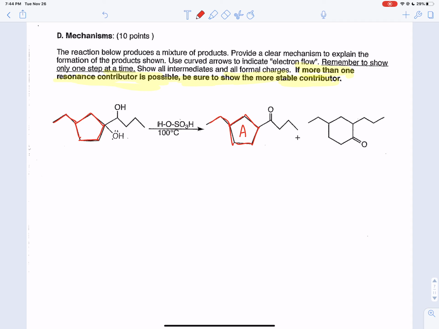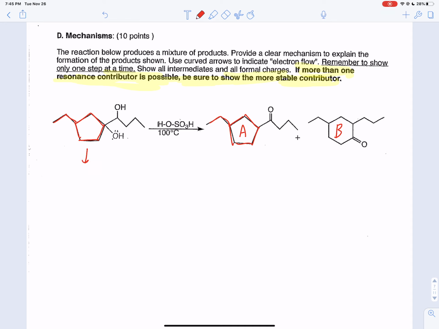So all the change happened outside the ring involving those two OH groups, right? No ring expansion. The other one, product B, you see a change from 5 to 6 carbons. And so at some point in forming that product, we're going to want to do a ring expansion, okay? But let's just focus on A.